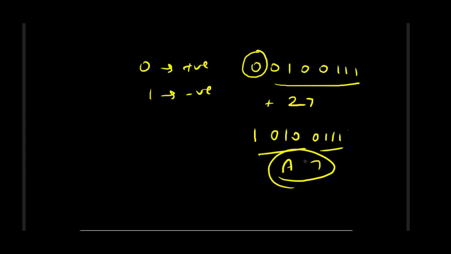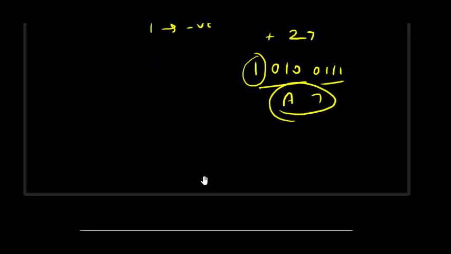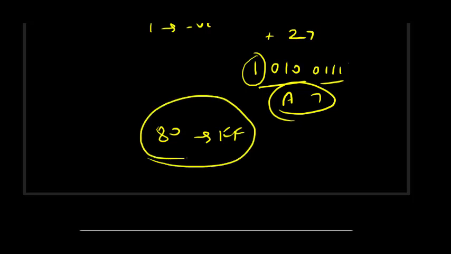In normal hexadecimal notation it is A7, but when we are using the sign representation, this is actually minus 27. So all the numbers from 80 to FF, when we are using the sign representation, will be negative numbers. So first we must know what is the meaning of a negative number.